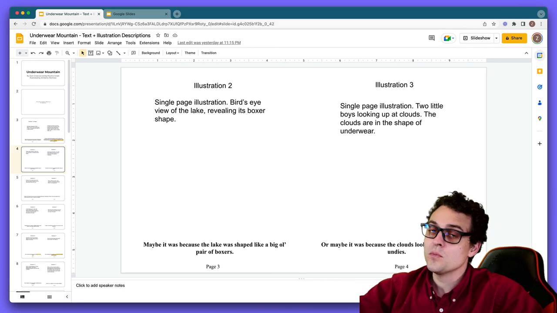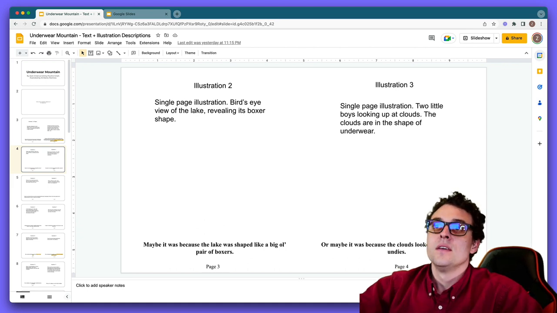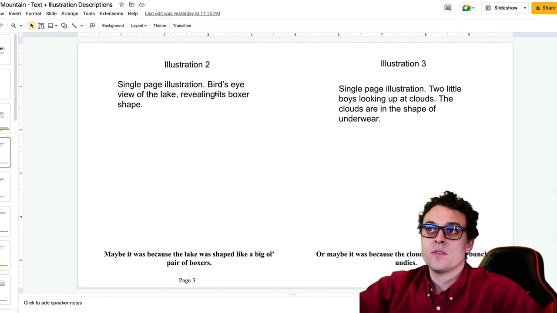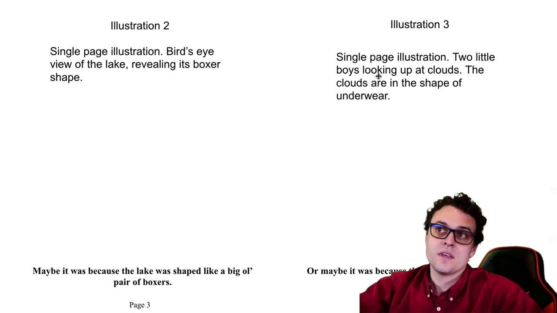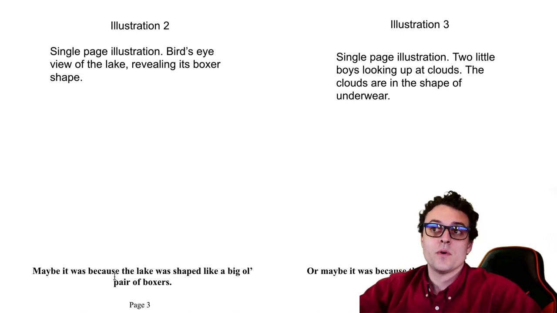Okay, so once you've got your book written out, now it's time to envision what you want this book to look like and describe the illustrations that you would like your illustrator to make. So what I did is I just have some basic text here on each page describing what I want the illustration to look like.